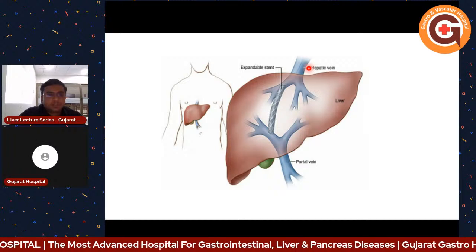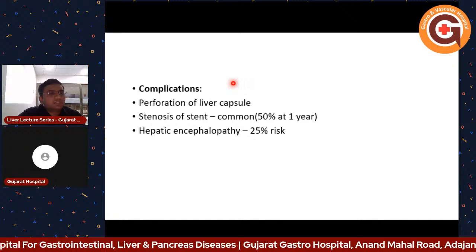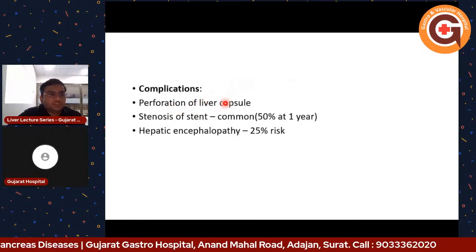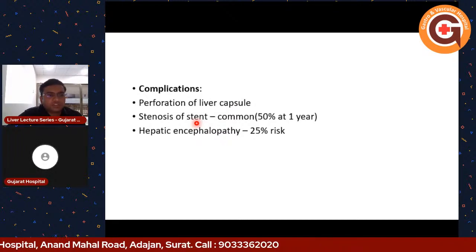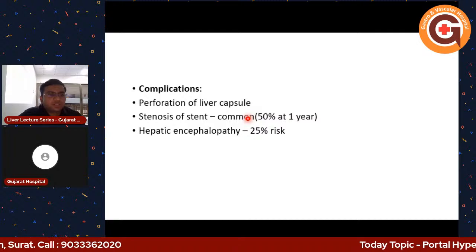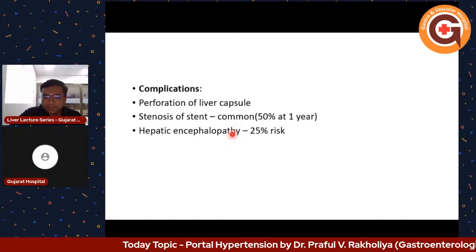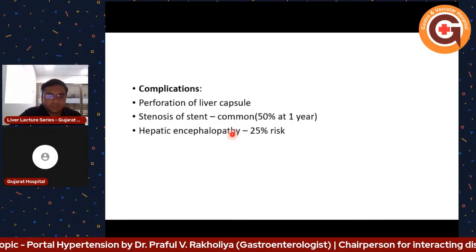But there will be complications while doing these TIPS. The most common are perforation of the liver capsule. Then there is a chance of stenosis or occlusion or thrombosis of the stent, which is more common. It occurs in 50% of cases by 1 year. And there is also increased risk of hepatic encephalopathy. It's about a 25% risk of development of hepatic encephalopathy post-TIPS.